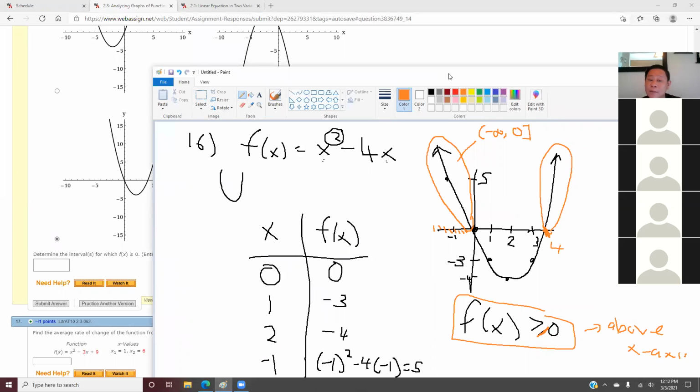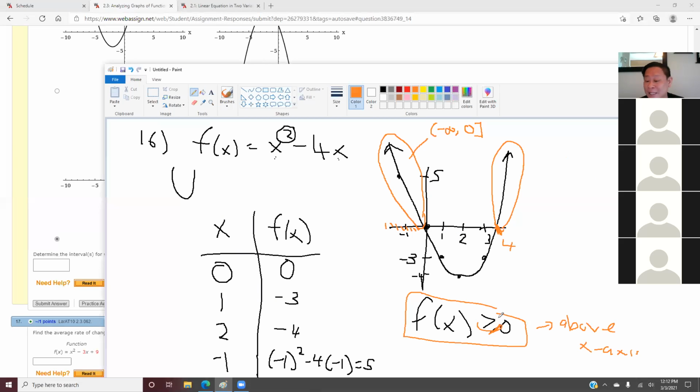This is not asking for increasing or decreasing. That's why in the previous one where we did increase, we used parentheses, but this time, because there is an equal sign involved, use a bracket. Can someone tell me what this one is? It goes from 4 to infinity, and then you have to put a union sign on it. So this is the answer for this question.